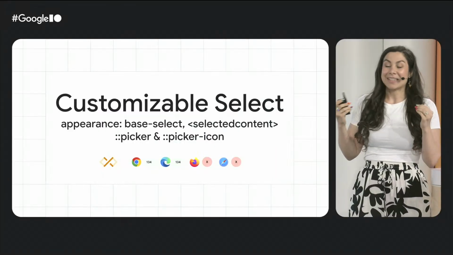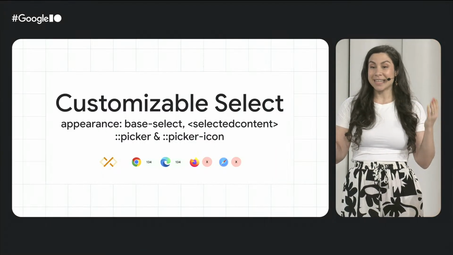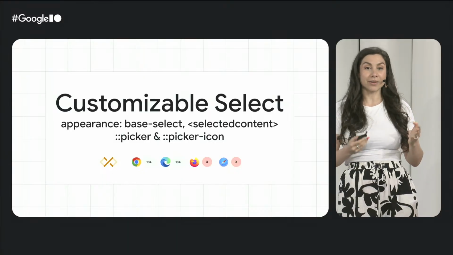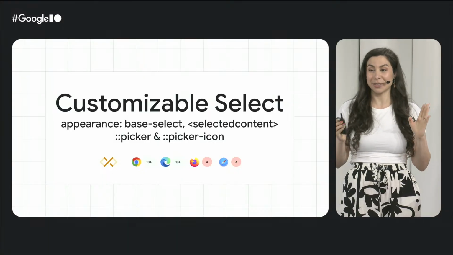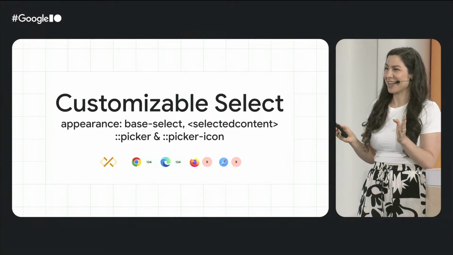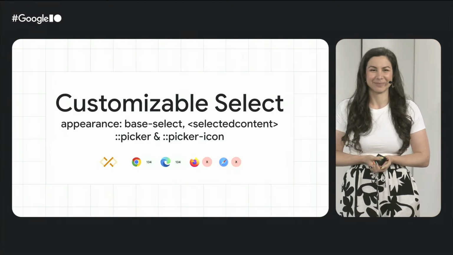But native styling for select elements is finally here. And I'm excited to announce that it has reached a stable release in Chromium 134. So 2017, Unum would be very proud of this right now. It seems so simple, but it's a really big deal.